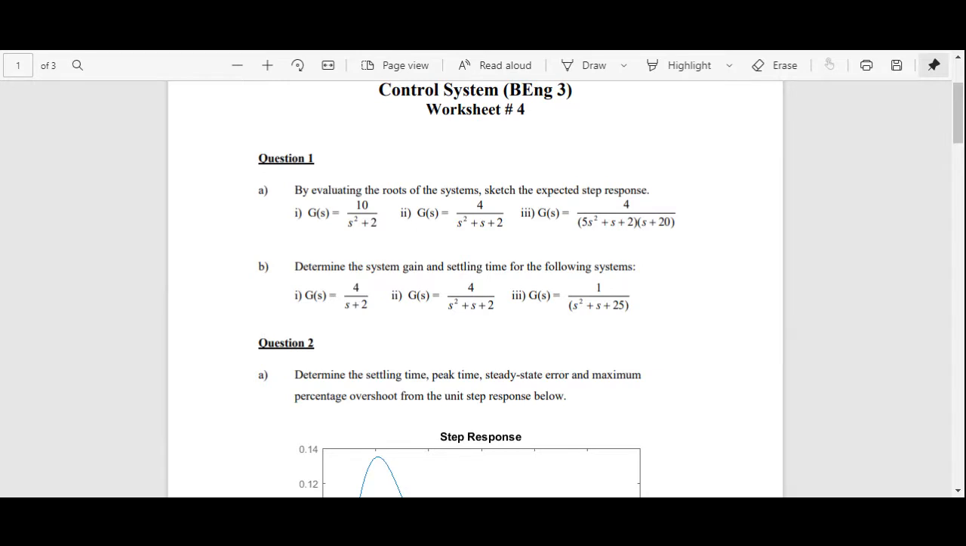All right, so let's look at the first one and just put things in context. Here we're saying, by evaluating the roots of the system, sketch the expected step response. So we're talking about a system that is fully defined here. This is the complete description of the transfer function. For the first one, G of s is equal to 10 over s squared plus 2. Can somebody open the microphone and share, just by looking at it, what are the roots in this expression?